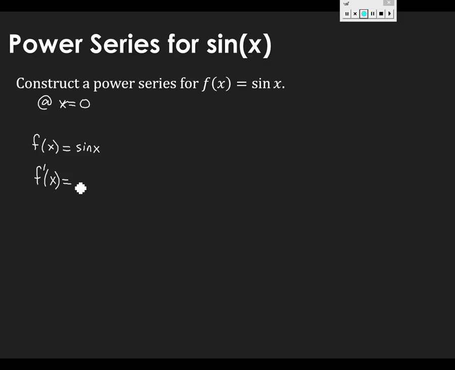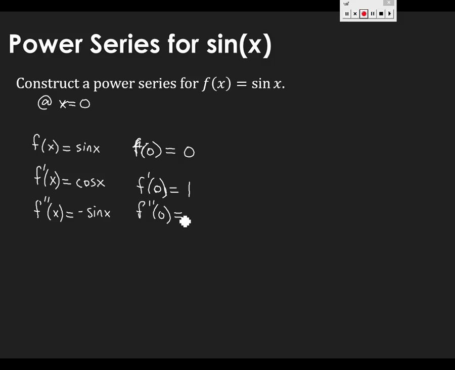I like taking the derivative of sine x too, right? So f of 0, that's terrible. F of 0 is 0. F prime of x is cosine x, evaluated at 0 is 1. F double prime, not that interesting though, because it looks like every even ordered derivative, we're going to get 0, right? Is that what's going to happen?